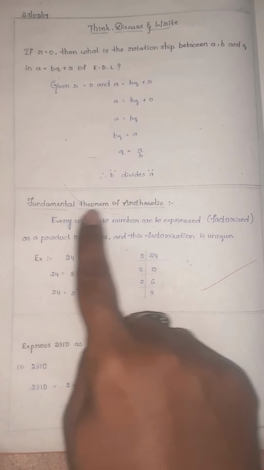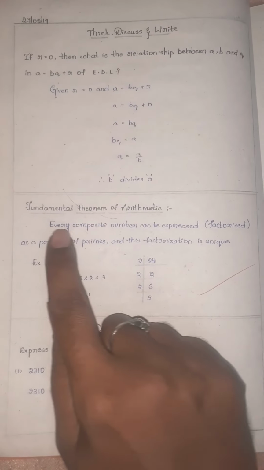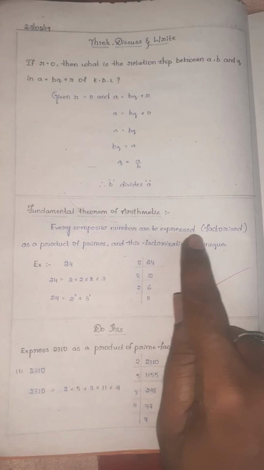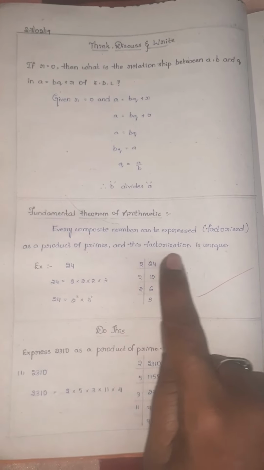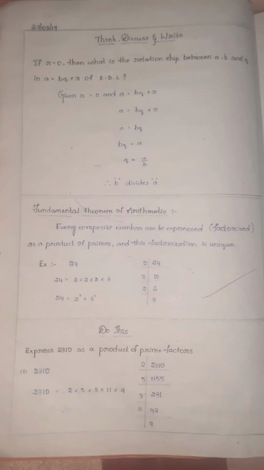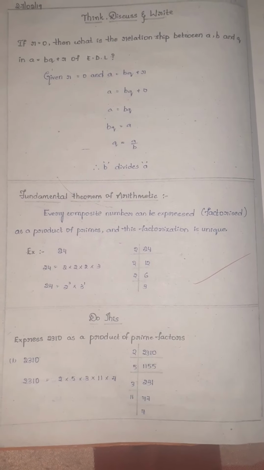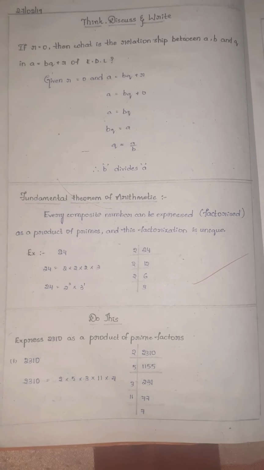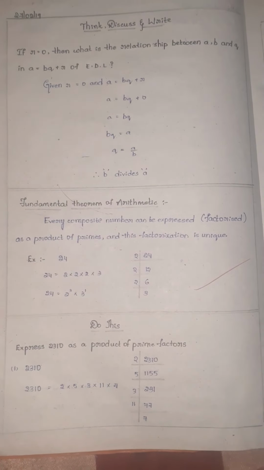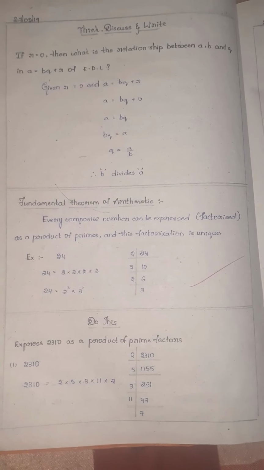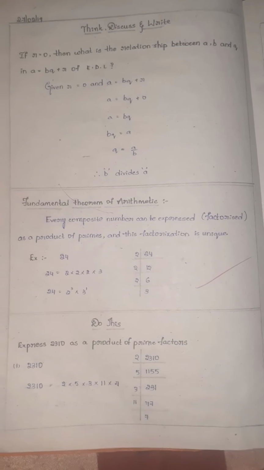Next one is the fundamental theorem of arithmetic. So this statement is given. Every composite number can be expressed or factorized as a product of primes, and this factorization is unique. Means if you are getting repeating values, we'll convert them into powers. That's it, unique. We already know that composite number means it should have 3 or more factors. Those types of numbers are known as composite numbers. I already discussed in previous sessions.